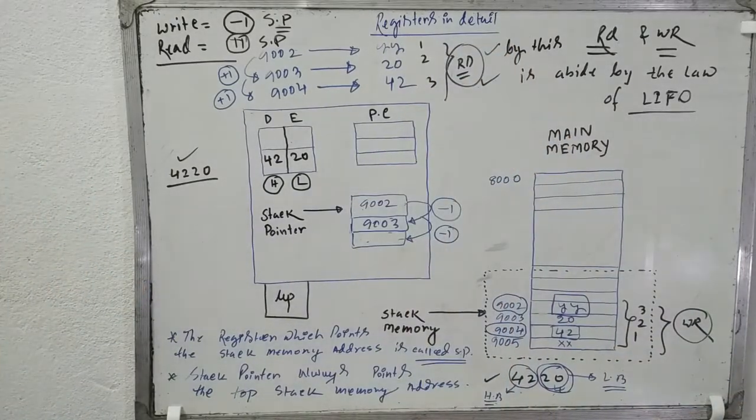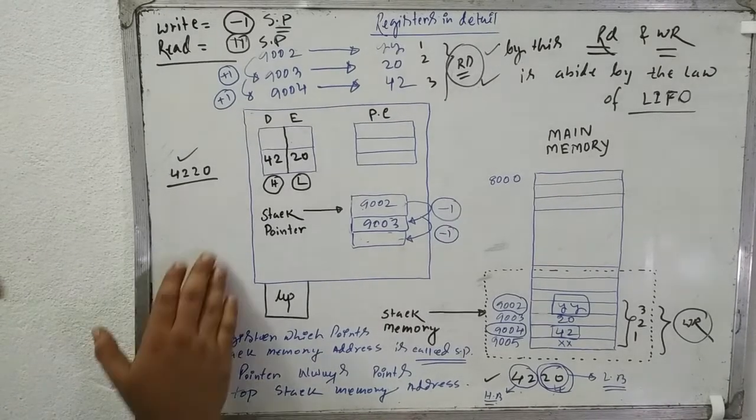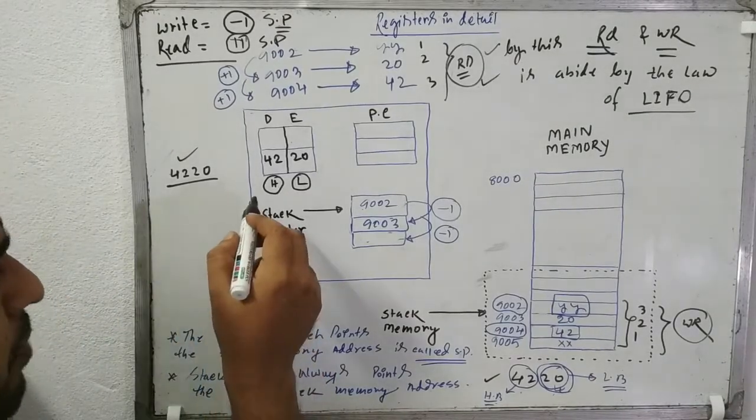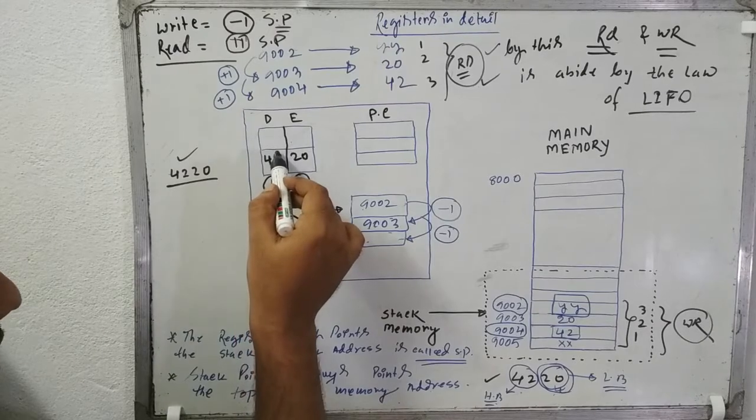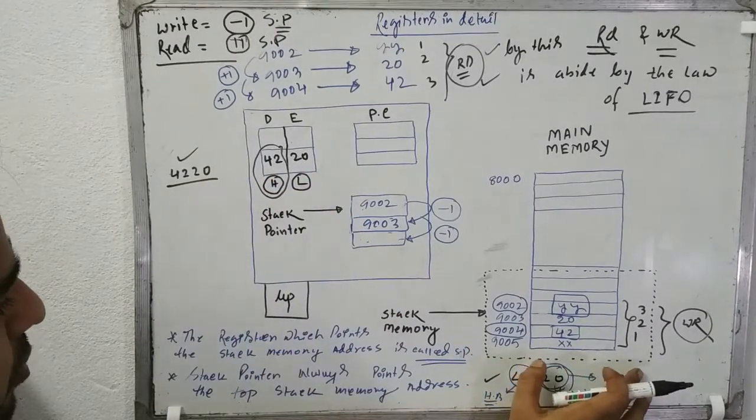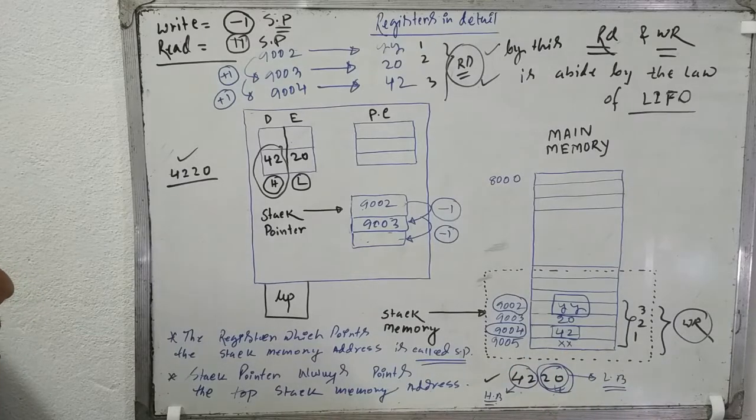So these were the basic features, the basic information about the stack pointer. Another important thing: if we want to store a particular register value, suppose the H register value, into the stack memory location, is it possible? It is not possible ever.